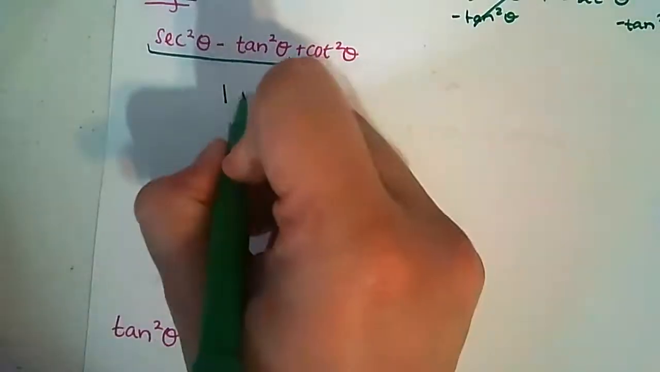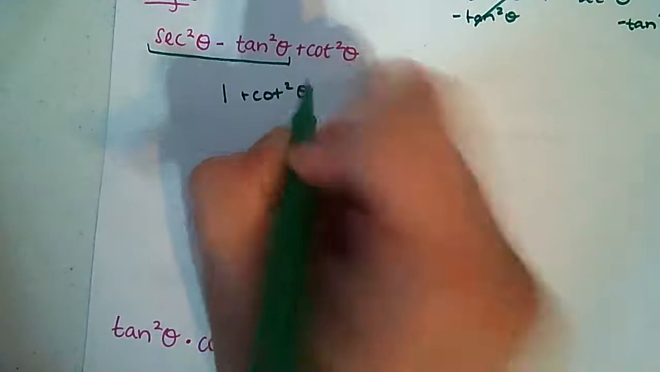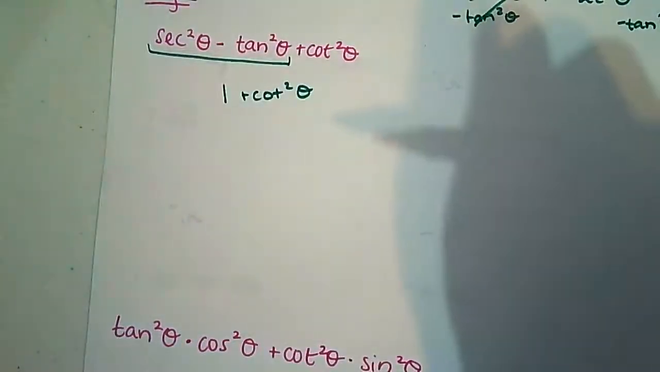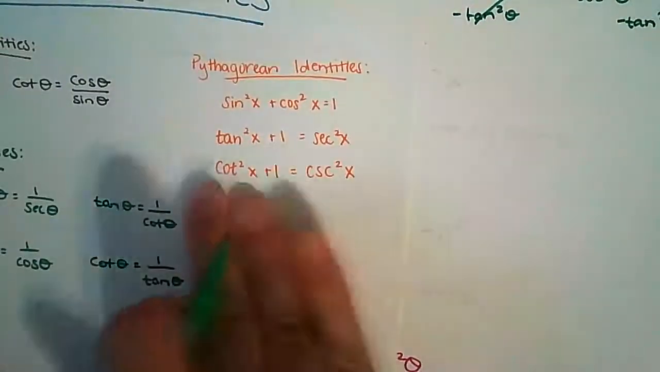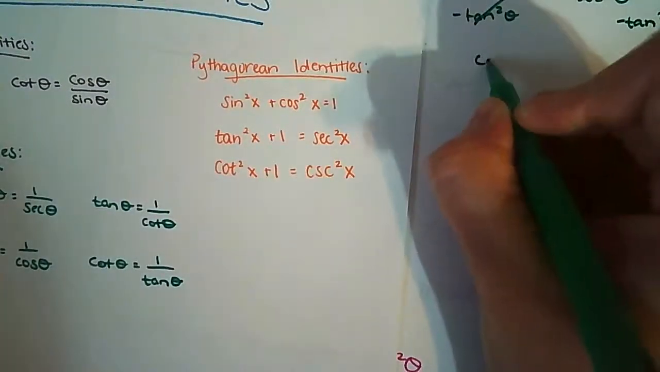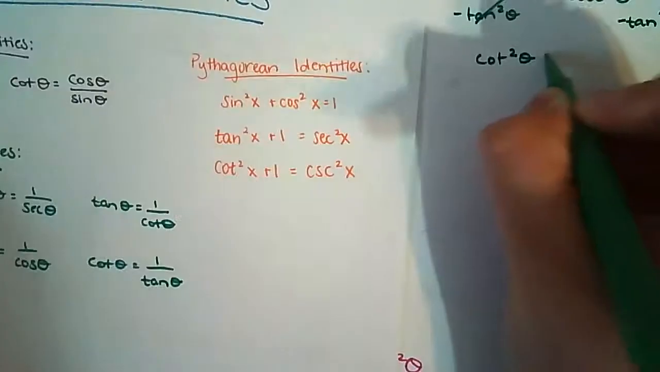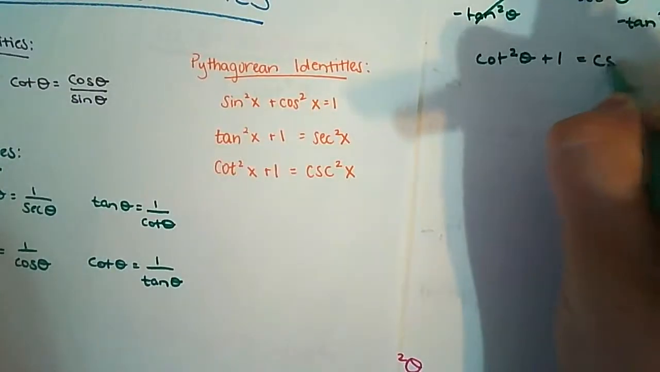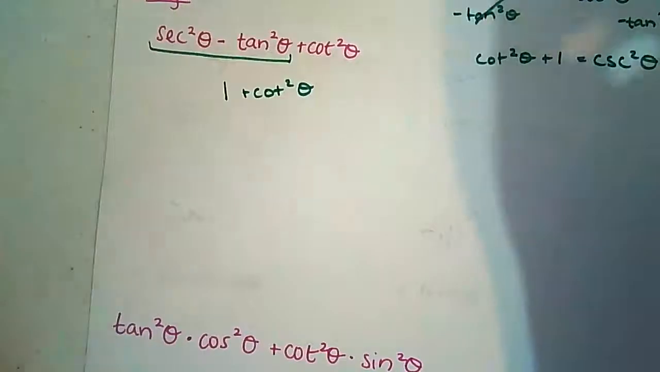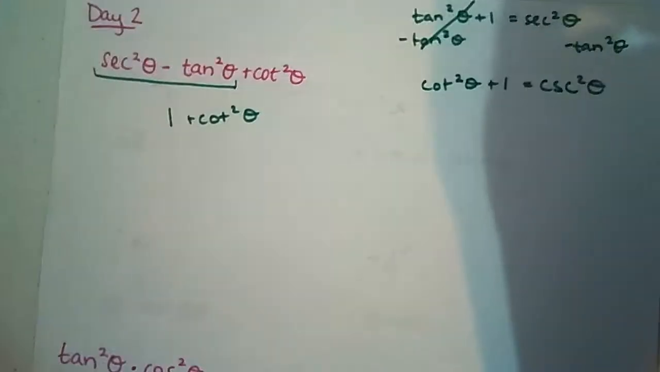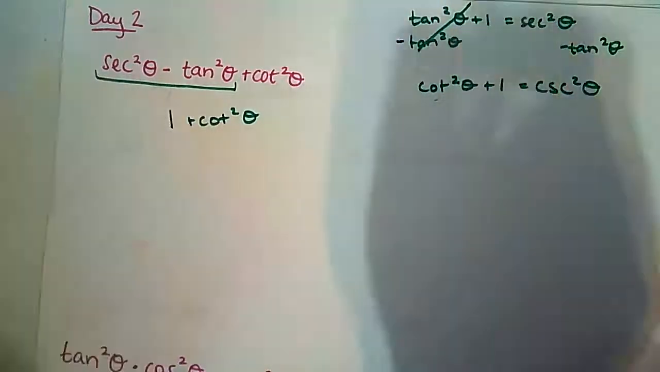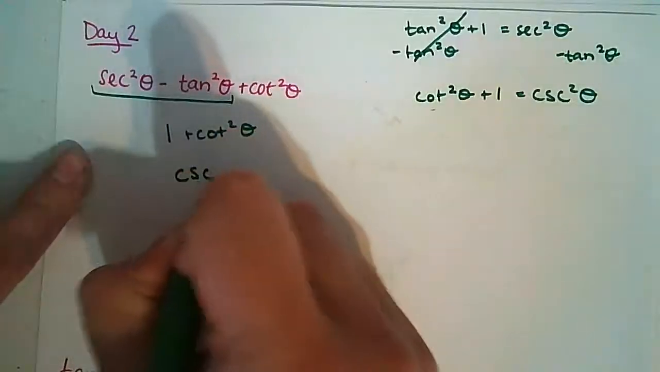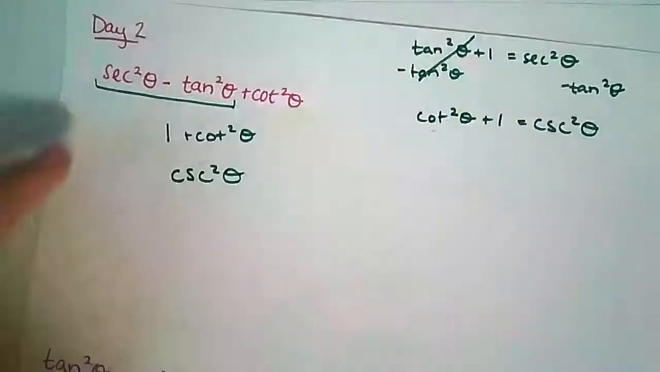And that plus cotangent squared is going to carry down. And now I see cotangent squared, and again, I know that's another identity. So, a side note, it looks like cotangent squared plus 1 equals cosecant squared. And hey, look at that. That's actually exactly what I have. Cotangent squared plus 1 is cosecant squared. So this whole expression equals cosecant squared.